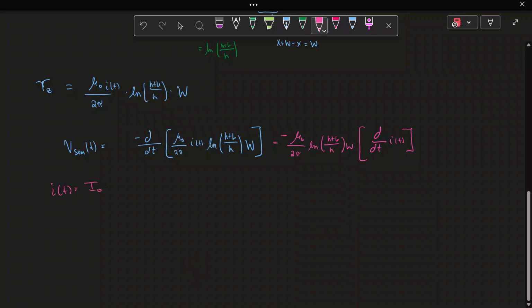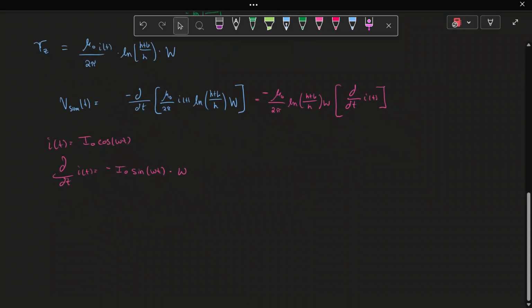We'll write this down here. The derivative of I of t is equal to I naught, the derivative of cosine is negative sine. And remember, we're taking it with respect to t, not omega t, so we have to multiply the entire thing by omega, chain rule. Now, we can replace this part into here.